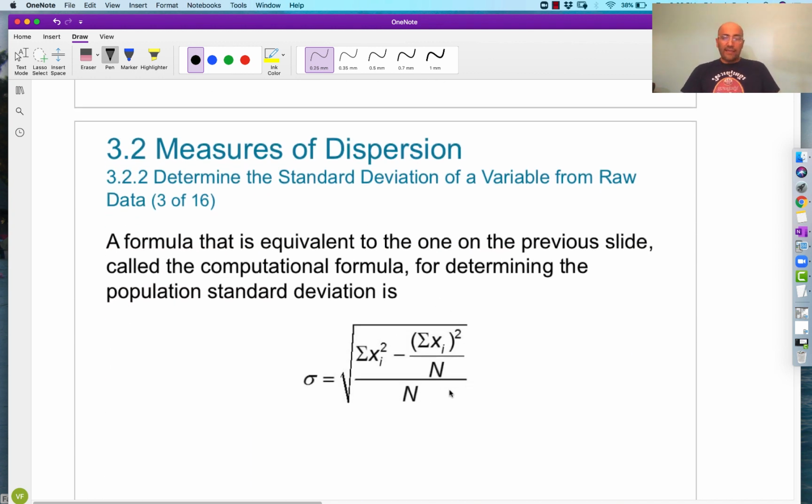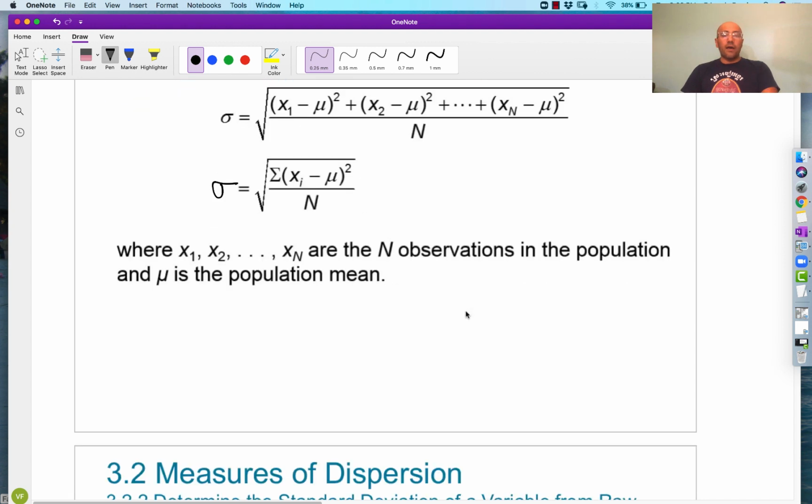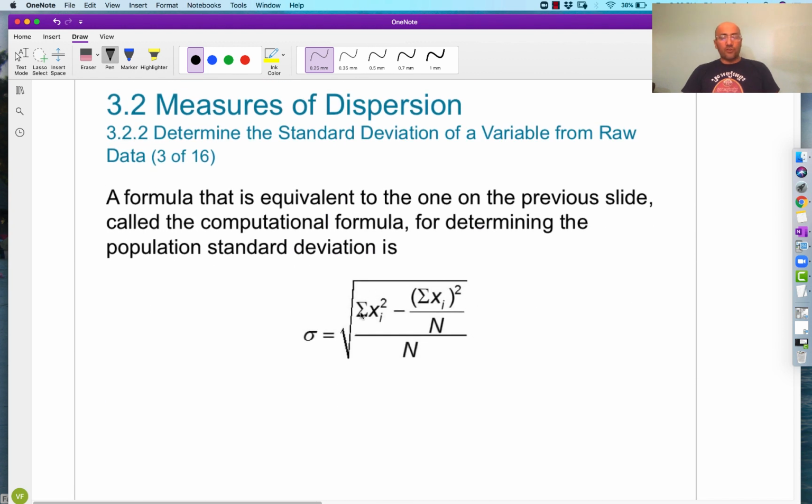And you know, back in the day before technology, if we had a huge set of numbers, they needed a shortcut. It was just too difficult to do it by hand using this formula up here, as we'll see in a little bit. So they came up with a great shortcut. This actually makes it easier to calculate by hand if you have a really big set. Like let's say you have 100 numbers. That's a lot of work. So this makes it a lot easier.